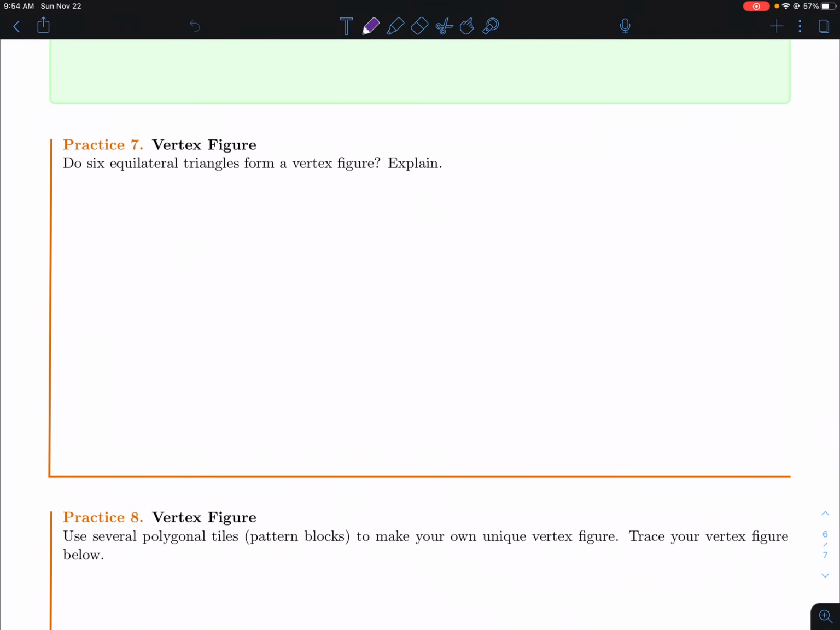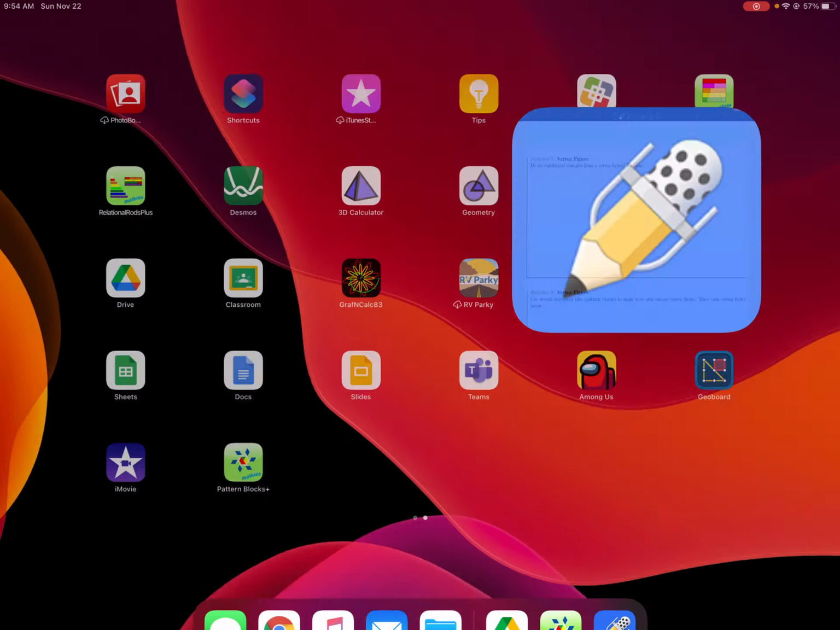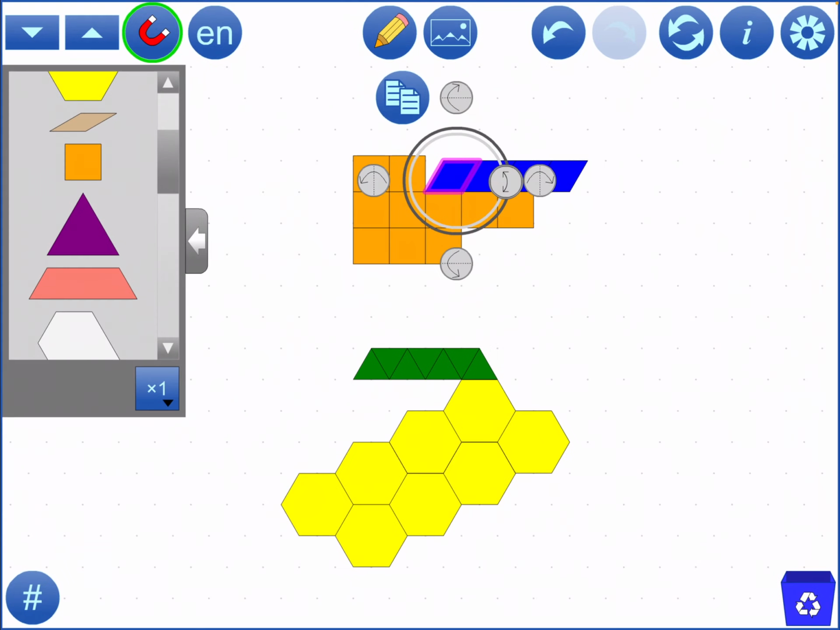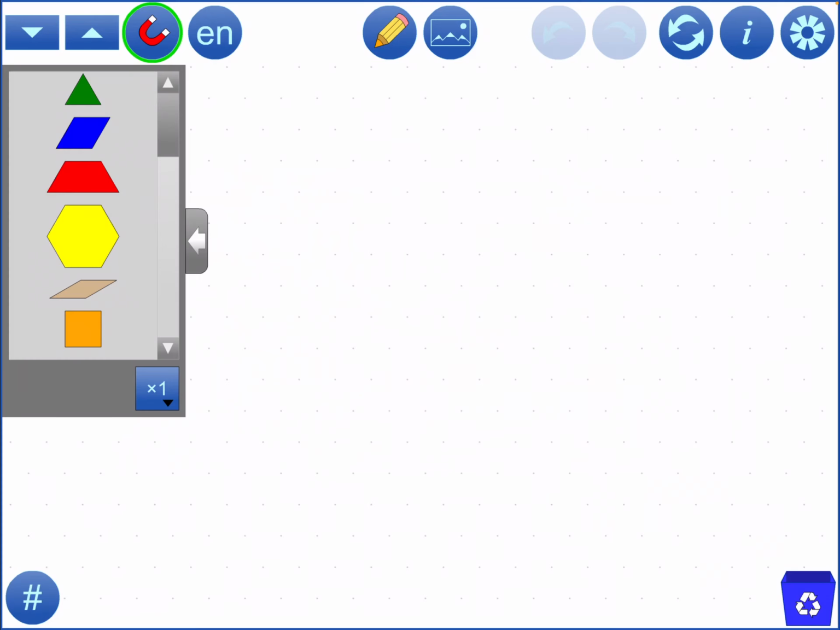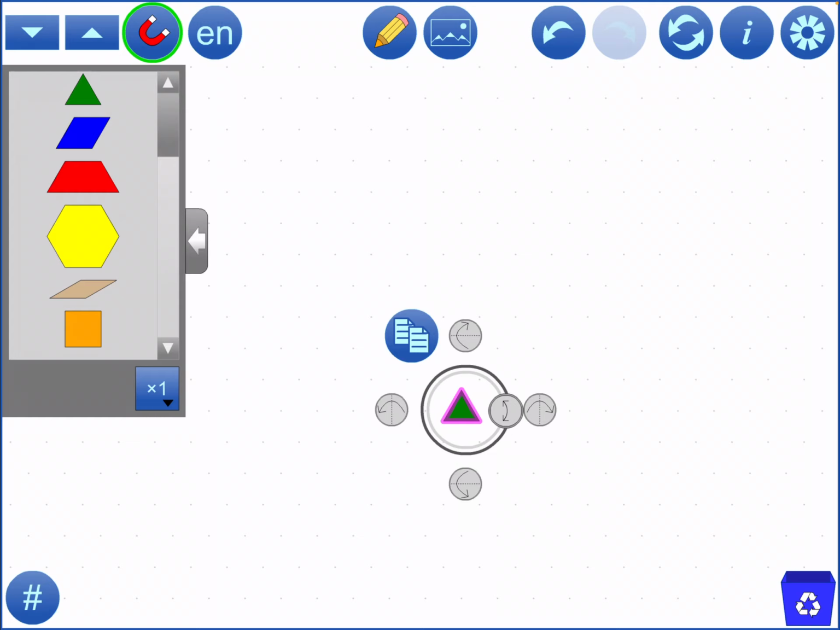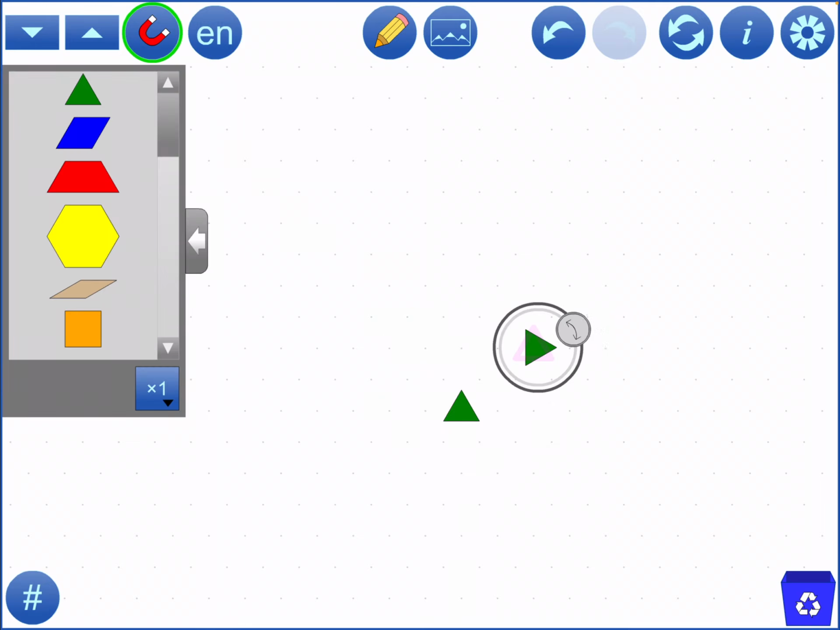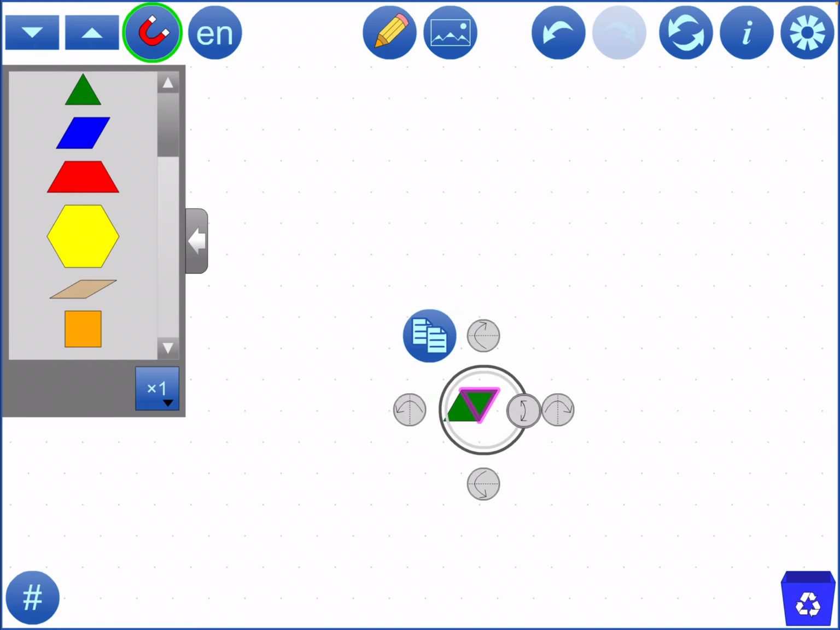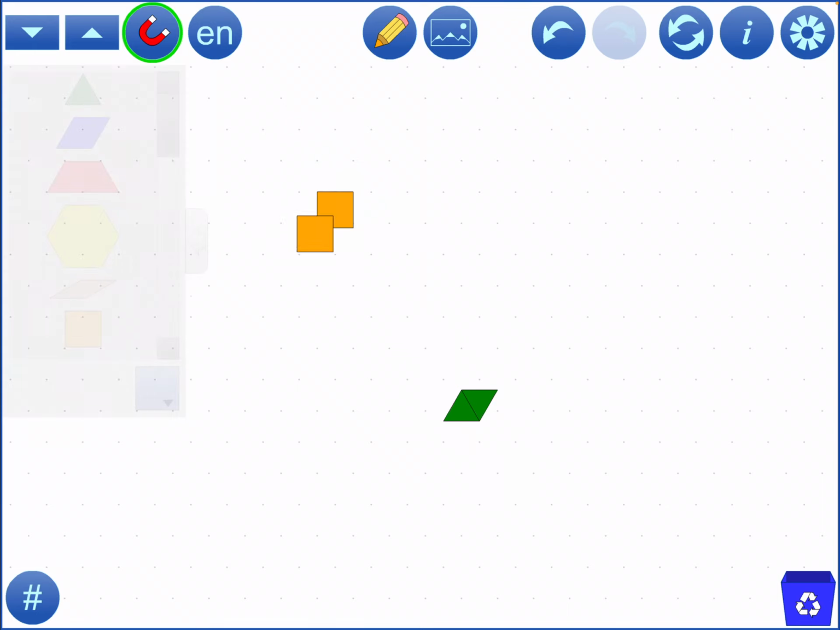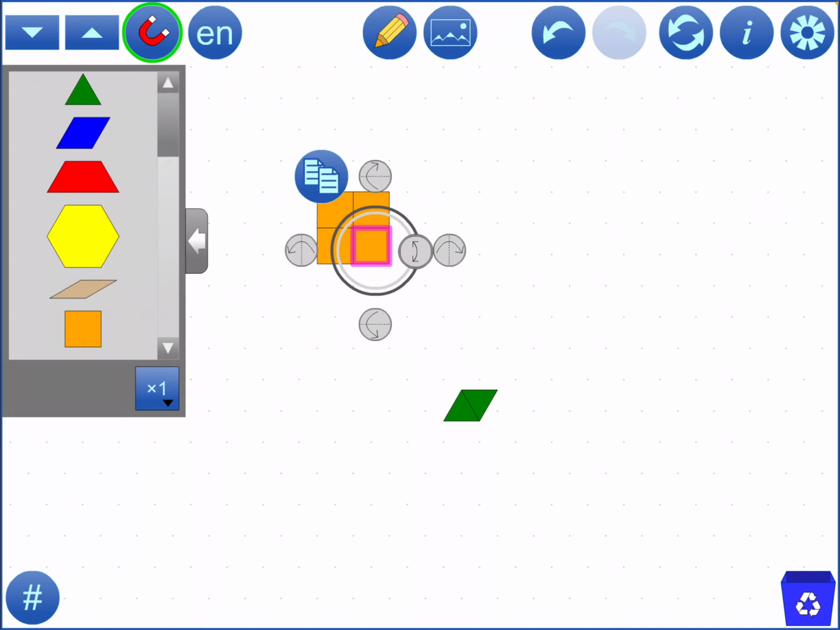In this case, do 6 equilateral triangles form a vertex figure? Again, what I'd recommend is going to the Mathies app, and let me clear this whole thing out. Just try it and see what happens. You have to rotate these so they match up, and see if you can actually form 6 triangles around some center point and see if it actually works. Could you do 4 squares around a common point? That one's kind of a no-brainer, but yeah, you can see right there.